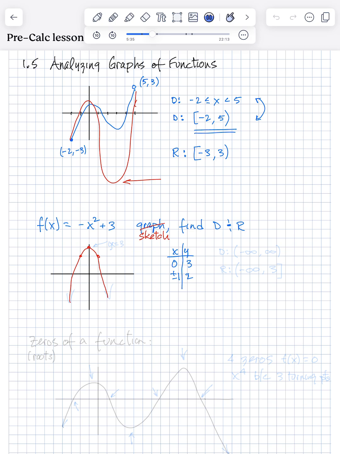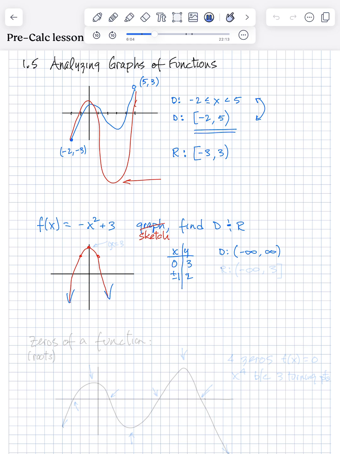All right, so the domain, since it keeps going here and keeps going here, you know the domain is going to be all real numbers, or -infinity, infinity. Notice these are parentheses because you can't equal infinity. So whenever you have an infinity, it's going to be in parentheses, not a bracket.